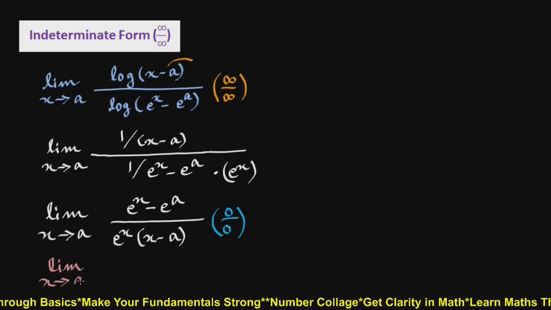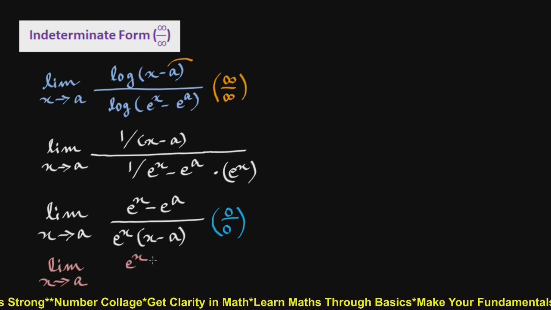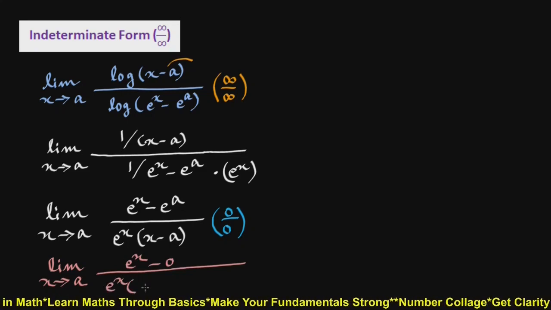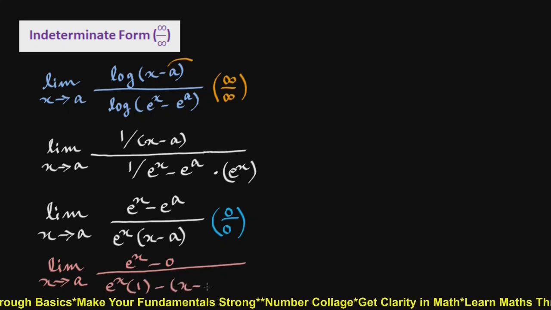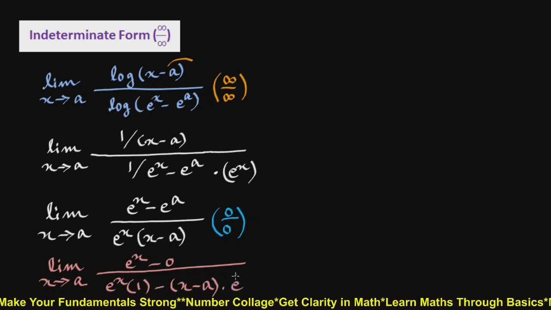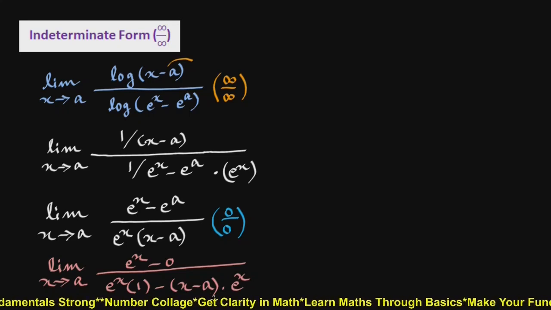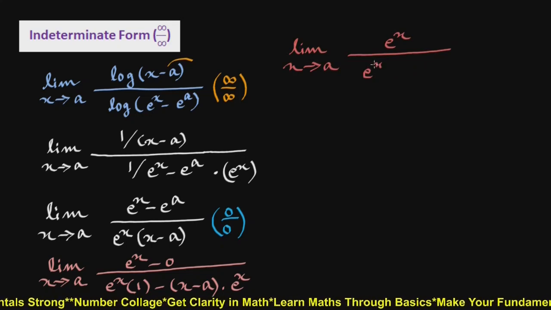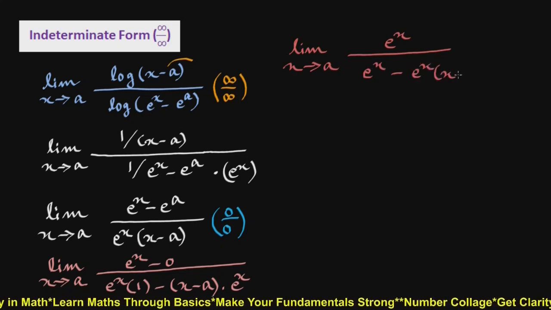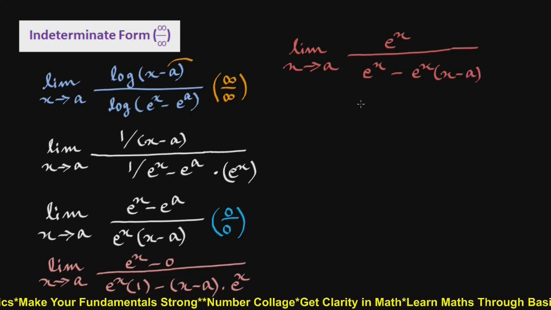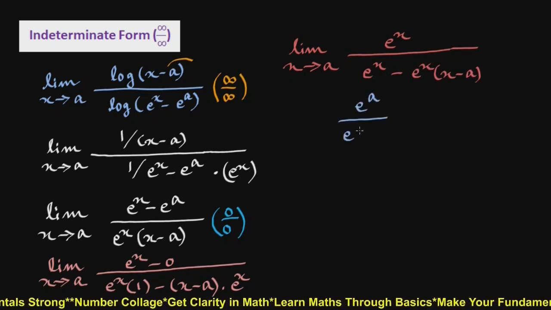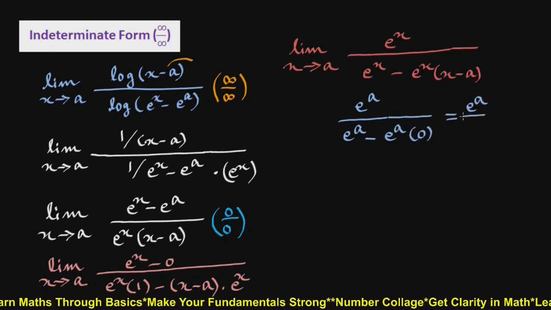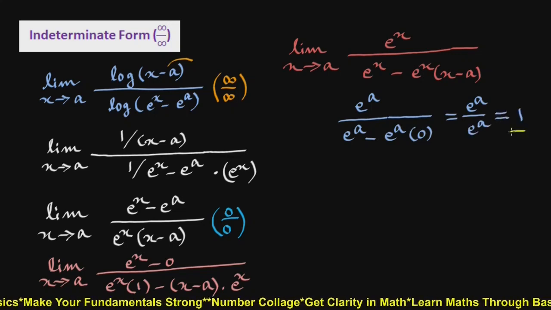Limit as x tends to a of the derivative of the numerator, e raised to x minus 0, upon the derivative of the denominator, e raised to x into 1 minus x minus a into e raised to x, after applying the product rule of derivatives. This is e raised to x upon e raised to x minus e raised to x into x minus a. After taking the limit, this will be e raised to a upon e raised to a minus e raised to a into 0, which is e raised to a upon e raised to a, which is 1. So this is the value of the limit.